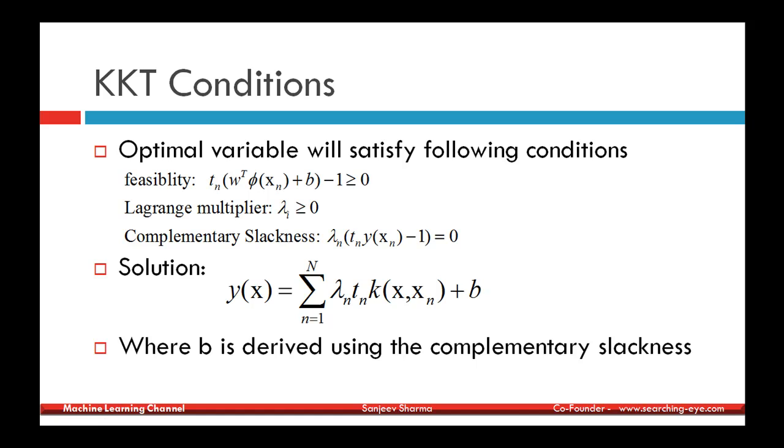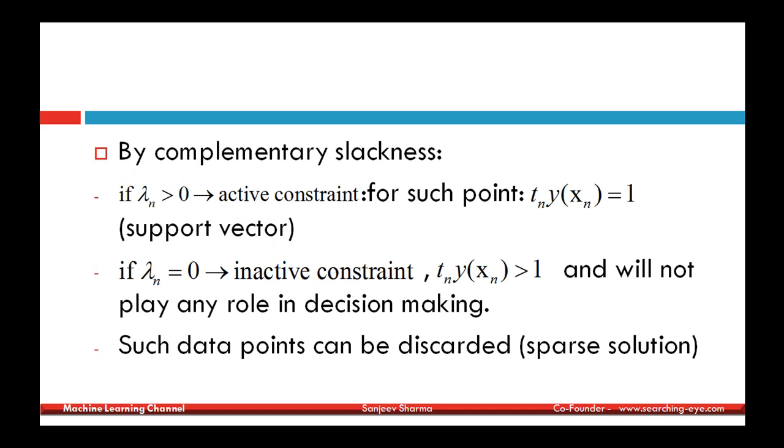So this is the hard margin dual SVM, and as I mentioned, if lambda n is greater than 0, it means that the constraint is active, and for such a point Tn times y of xn will be 1, and that point will be a support vector. And if lambda n is equal to 0, then the constraint is inactive, and in that case Tn times y of xn will be greater than 1, that is the point is correctly classified during training, and such a point can be discarded for making further decisions on new instances.